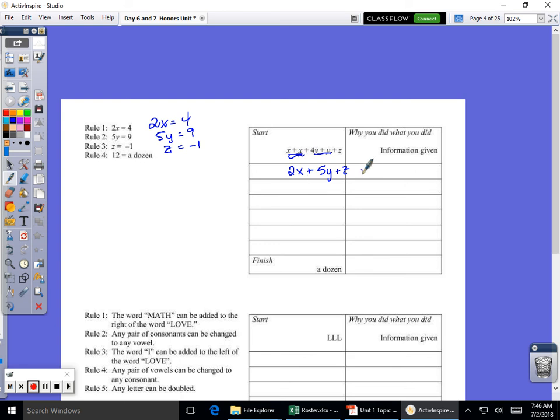Why were we able to do that? I'm going to say combine like terms because it's not exactly addition property of equality because it's not an equation. We're not adding the same thing to both sides. We were just combining like terms. Okay, now I know 2x equals 4. So I'm going to replace that with a 4. And that was rule 1. And then I'm going to replace 5y with a 9.